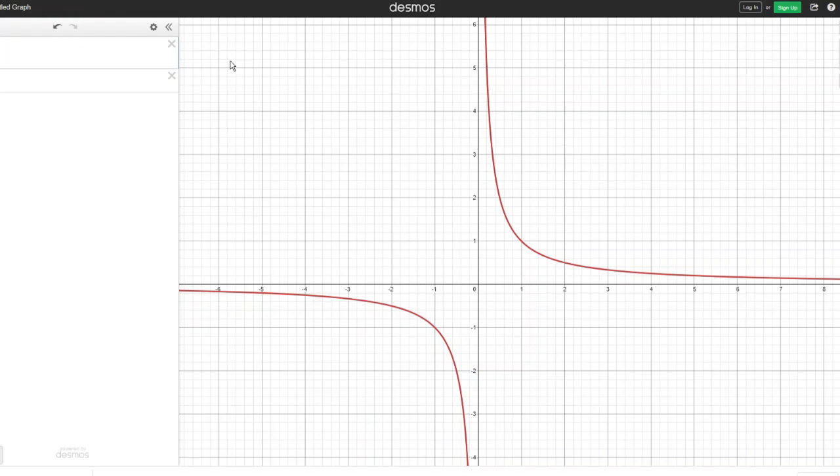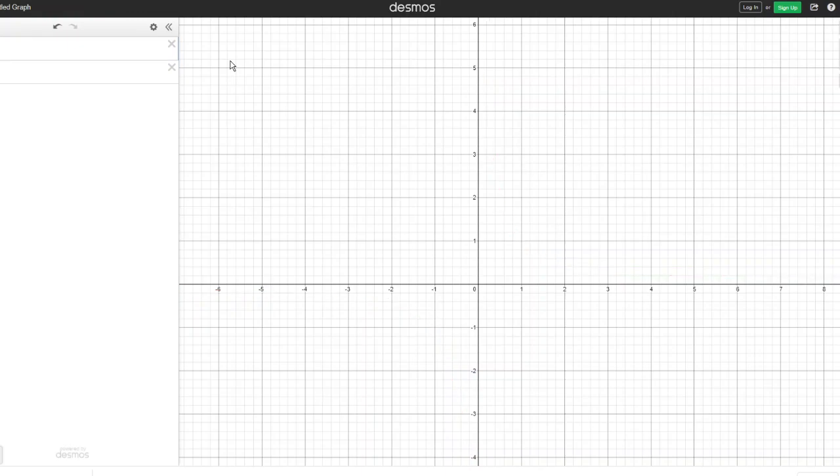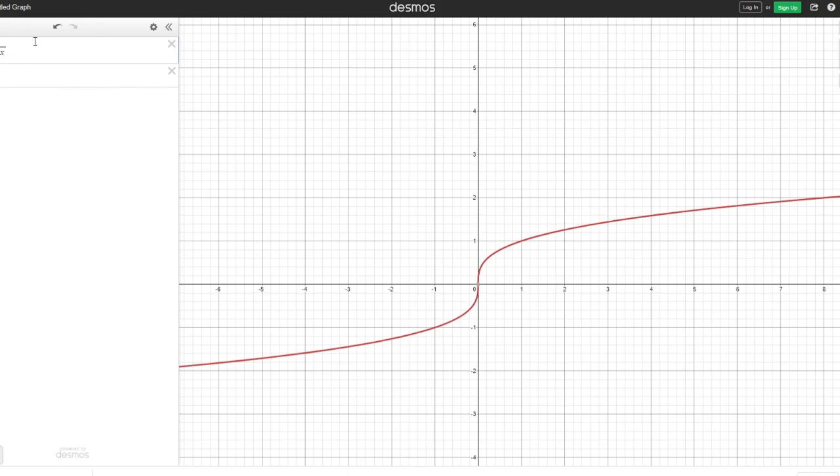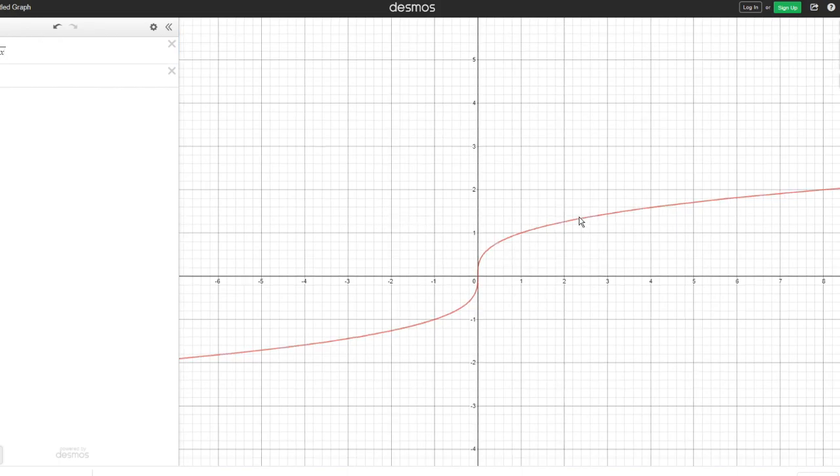I showed you square root of x, right? And now I'm going to show you cube root of x. I kind of forgot about the syntax. Cube root. Yeah, that's it. Cube root. You see, that's cube root of x, right?